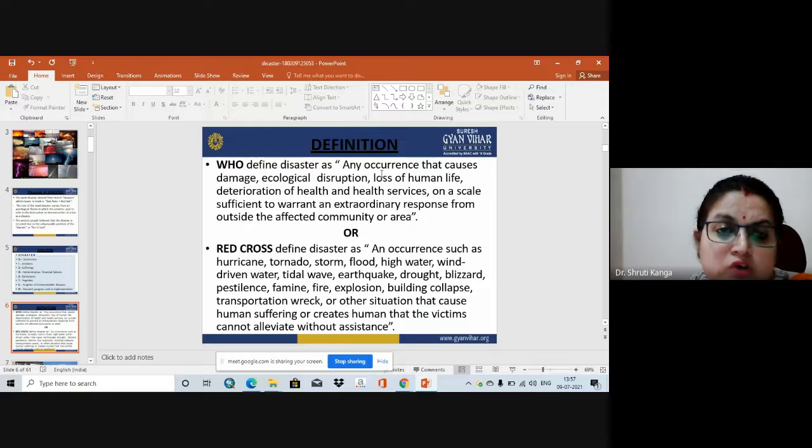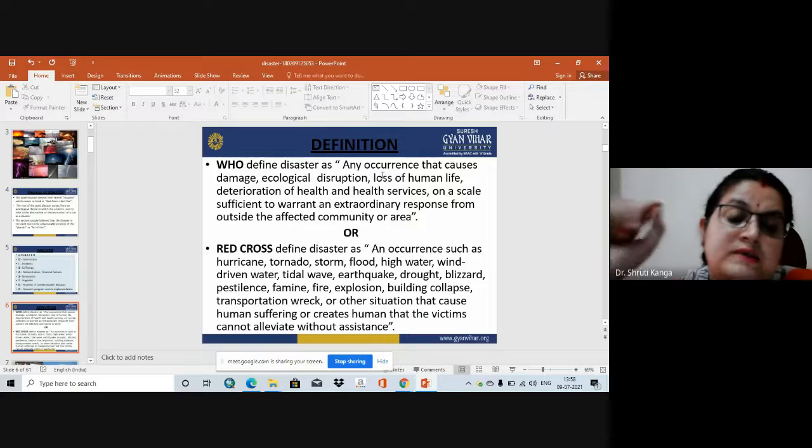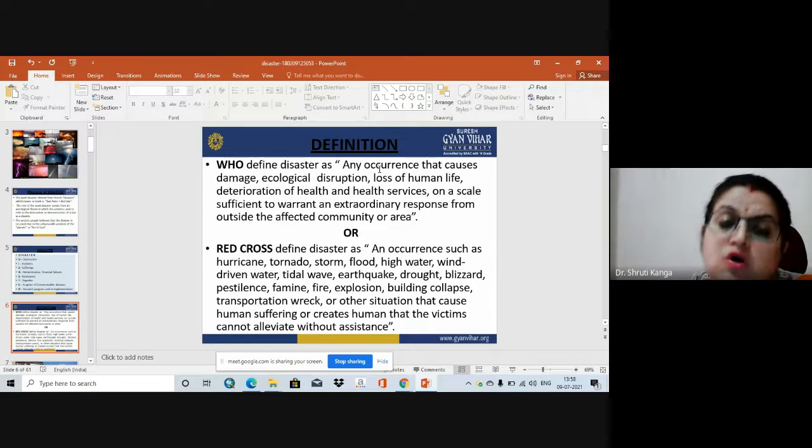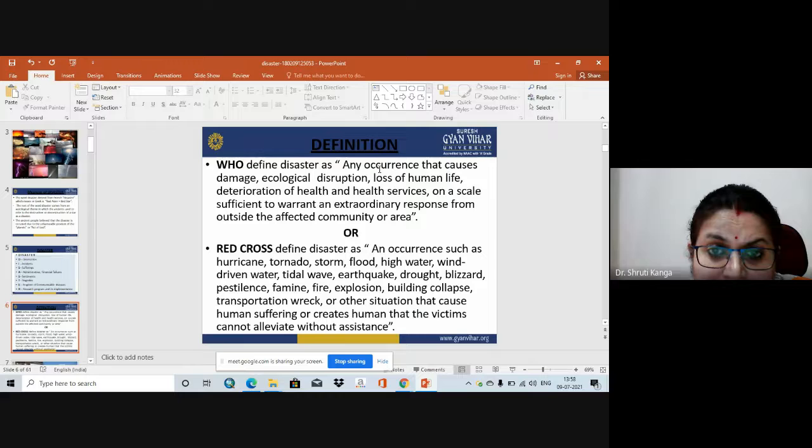Okay, so WHO, what it says about the definition of disaster, is that it is a happening which may cause damage ecologically, meaning the environment may have many disruptions, loss of human life, and deterioration of health and services. For example, if there is a flood-like condition or a forest fire in a particular area, it is causing the loss of the forest in that area.